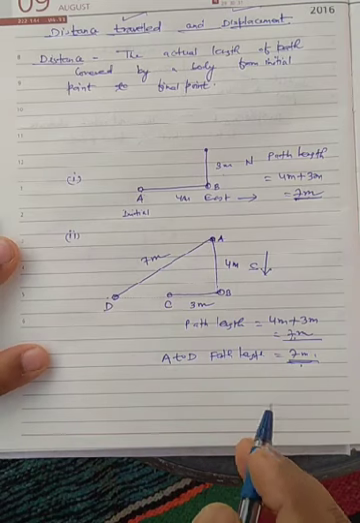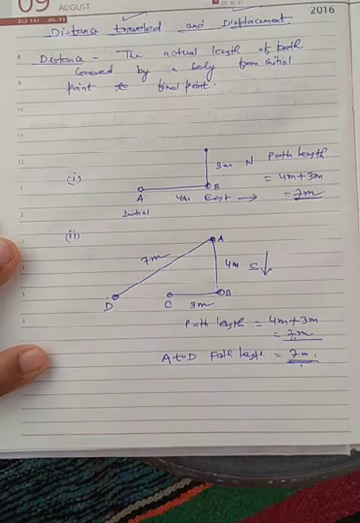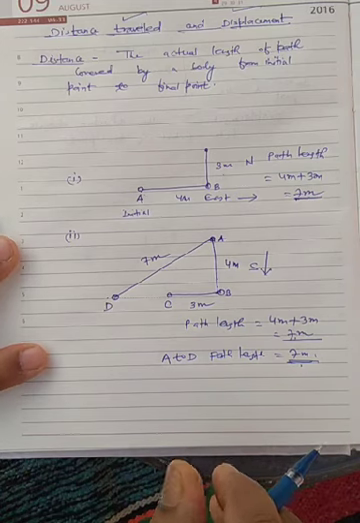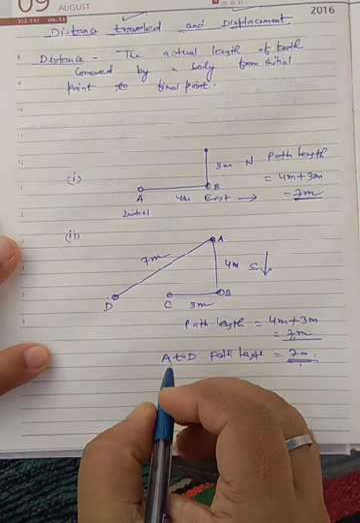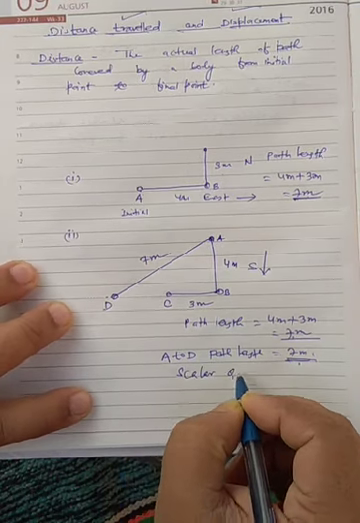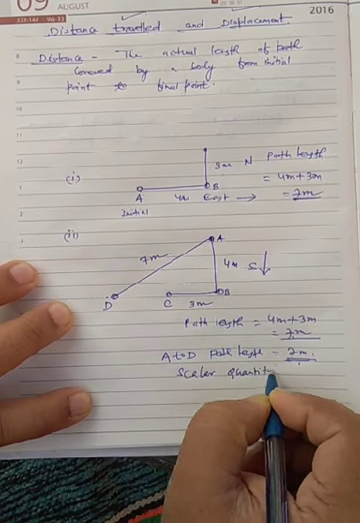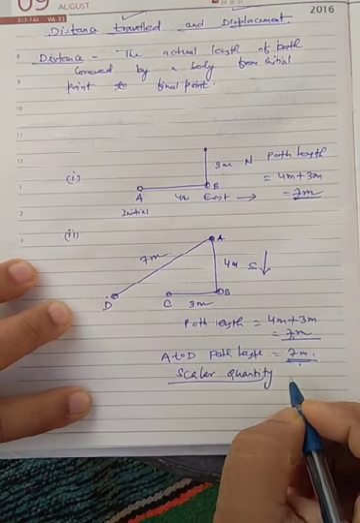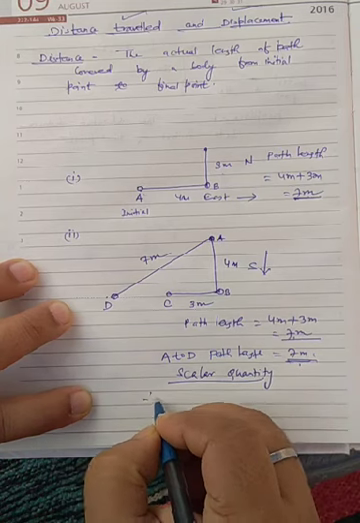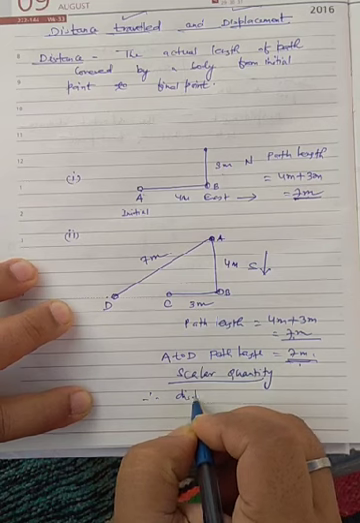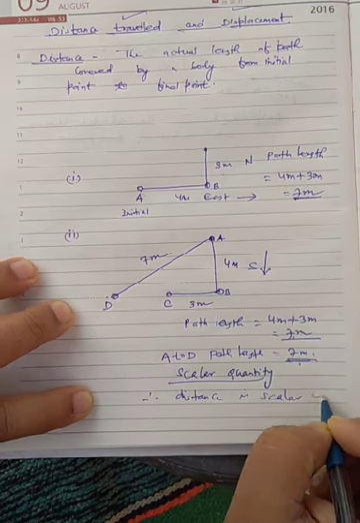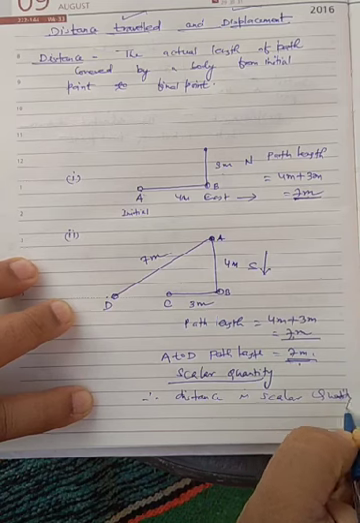So whenever direction is not counted, only magnitude is counted, such a physical quantity is called a scalar quantity. Hence, distance is a scalar quantity. Alright.